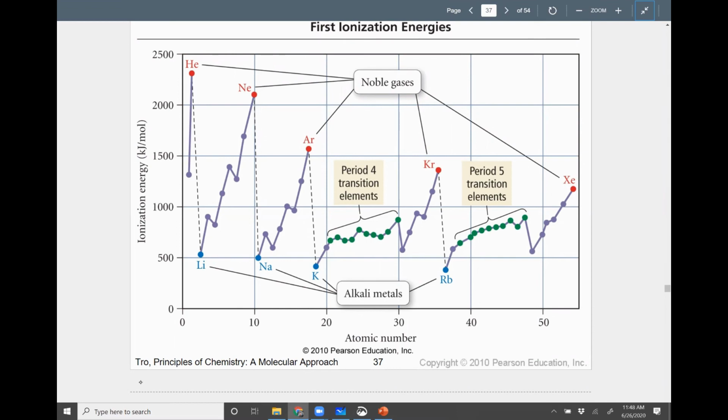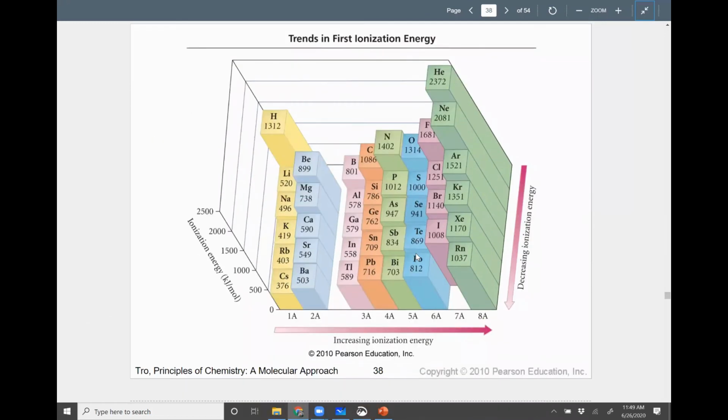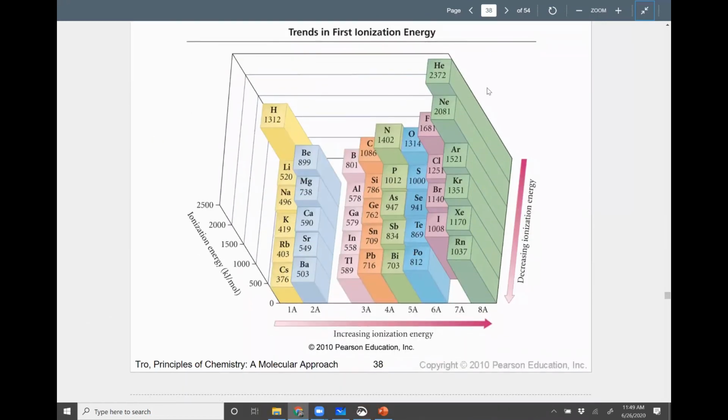As you can see on this graph, anything that usually wants to be a positive ion is going to have low ionization energy. But as soon as you get to the things that want to be negative ions on the right side of the periodic table, or the noble gases, which don't want to be ions at all, they will have very, very high ionization energies. So the trend is a general increase as we go across the periodic table and a decrease as we go down. Here is a little graph of that. As you can see, an increase as we go across and a decrease as we go down.